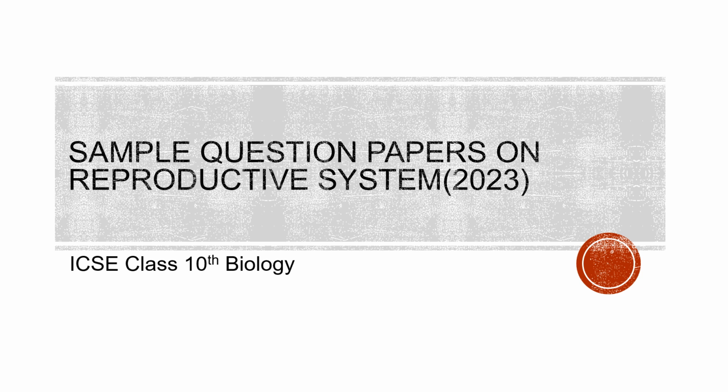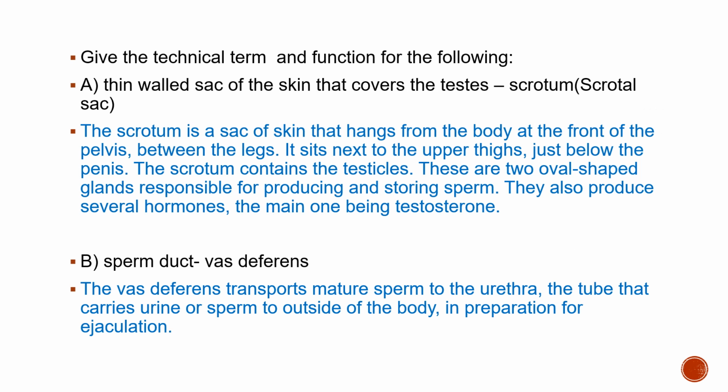So let us start with today's sample question paper of reproductive system. Now see the first question. Give the technical term and function for the following. Now the first one is the thin-walled sac that covers the testes. So what is it called technically? It is called the scrotum. So it is called the scrotum or the scrotal sac.